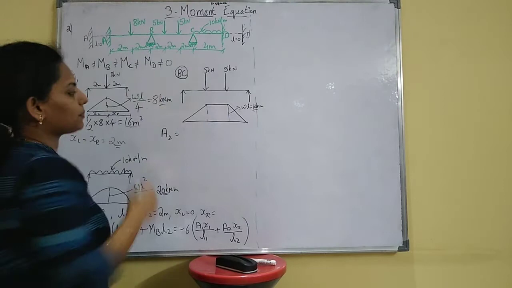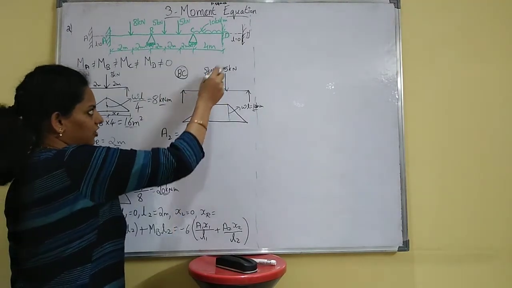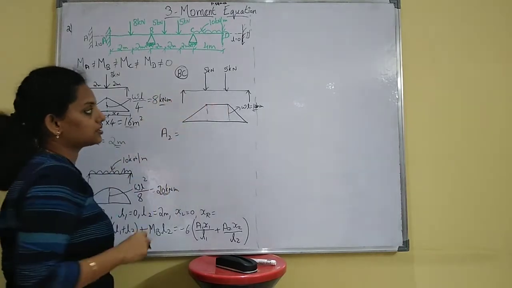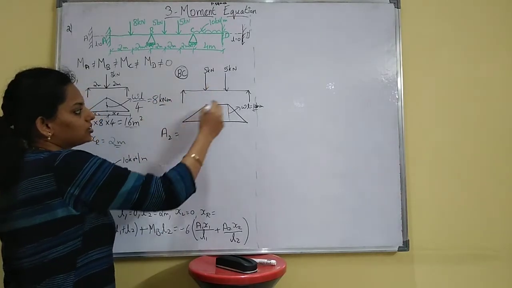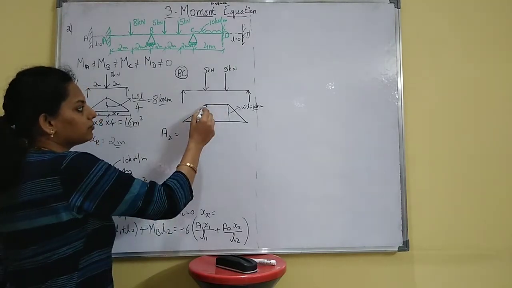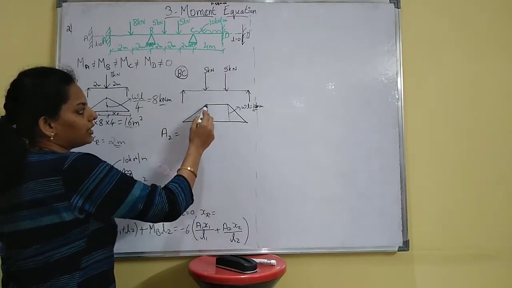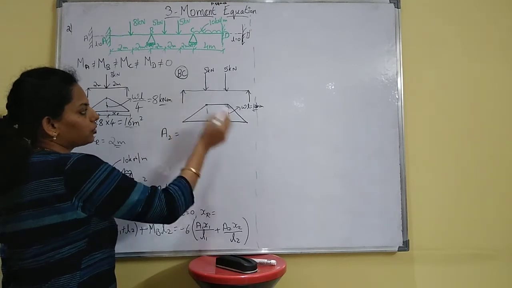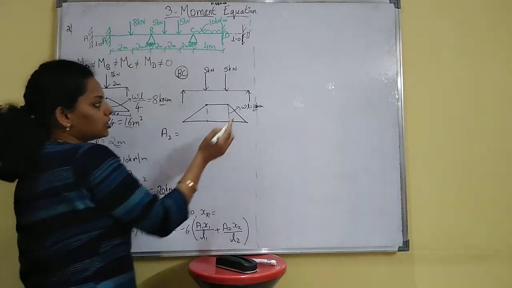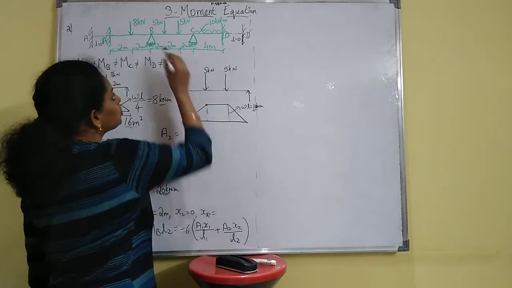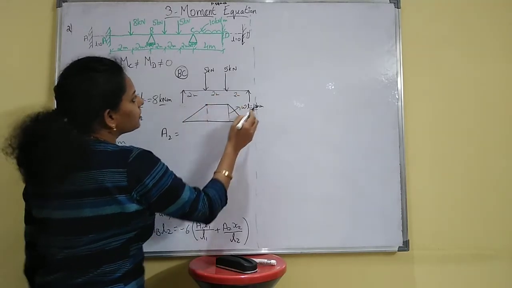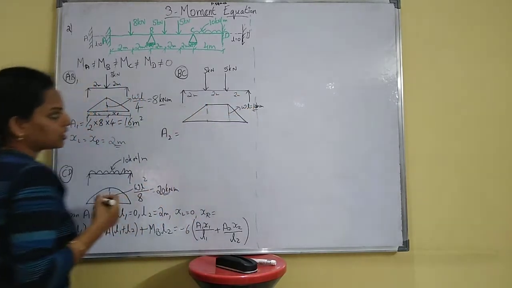Similarly, take span BC. 5 kilonewton, here 2 point loads are considered in the span. For 2 point loads, the bending moment diagram is a trapezoidal section. For this distance, the bending moment value is W into L. Suppose W is 5, so W into L, 5 into distance 2 meter each, 5 into 2 is 10 kilonewton meter.